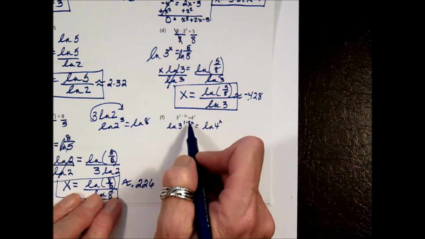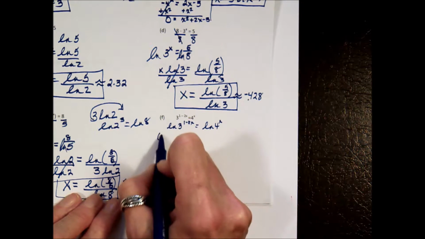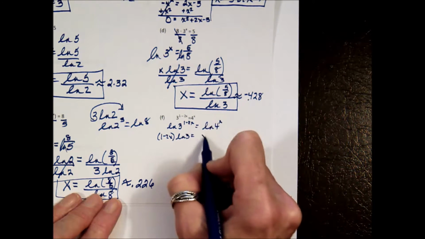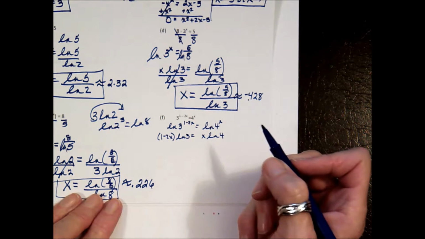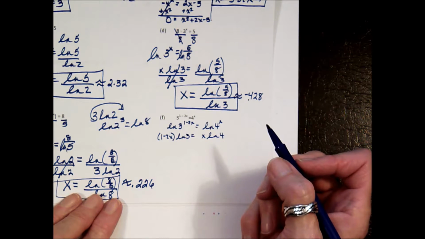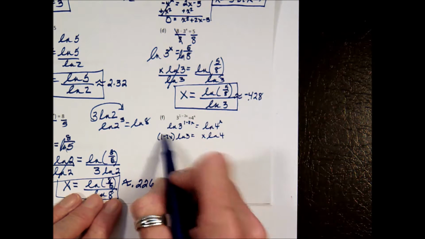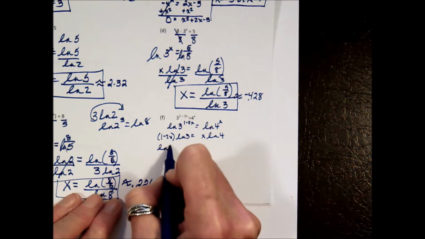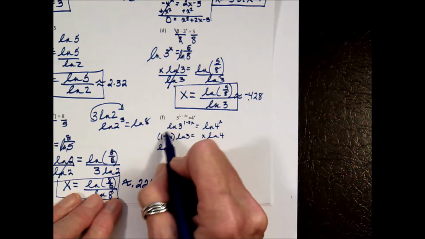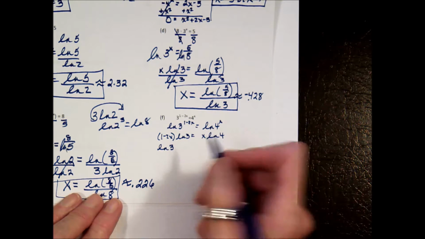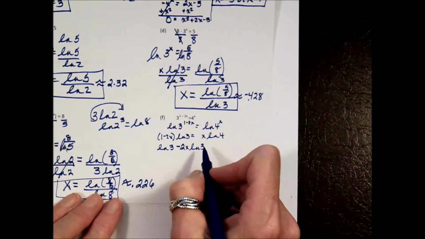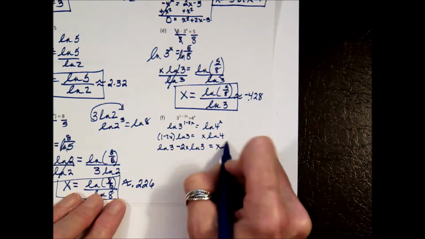Now we're going to bring the exponent around the front. 1 minus 2x ln of 3 equals x ln of 4. Now there's a lot going on here because there's x's everywhere. I'm actually going to go ahead and distribute ln of 3. So ln of 3 times 1 is ln of 3. Ln of 3 times minus 2x is minus 2x ln of 3 equals x ln of 4.